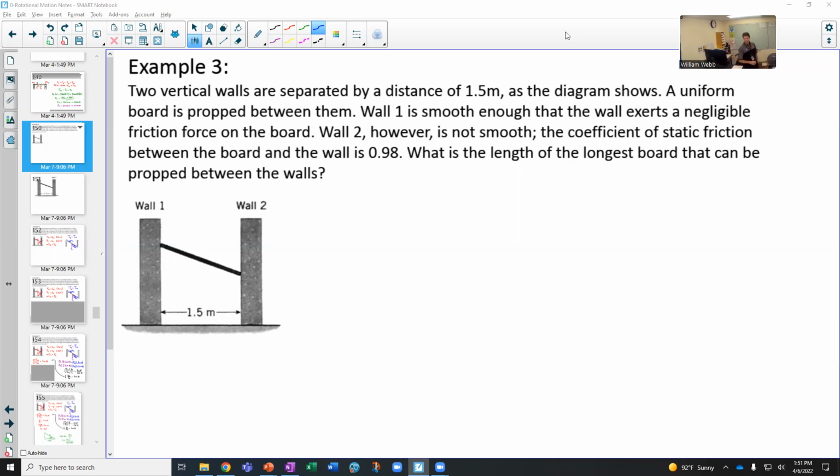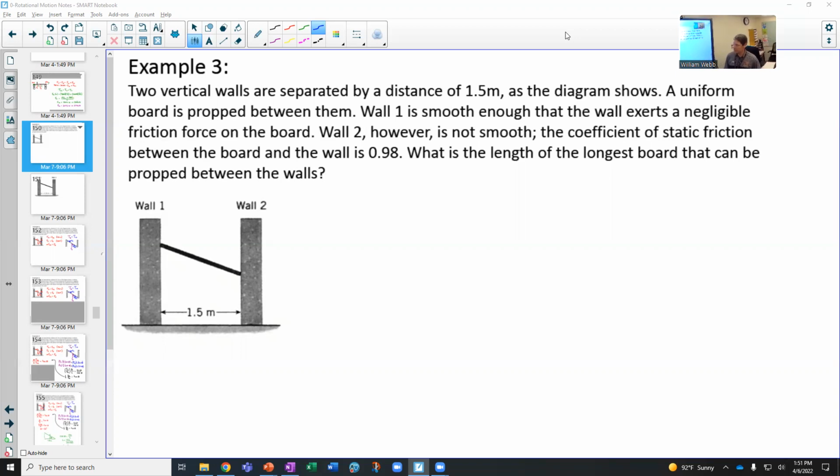So if you think about this practically, what has to be true about the length of the board? Longer than 1.5. It has to be longer than 1.5 meters to touch both walls, right? And if it's too long, the longer it gets, the steeper that angle gets, and the steeper that angle gets, the harder it's going to be for the friction on one side to hold it up. So it's probably going to be a fairly shallow angle. It's not going to be like an 80-degree angle, otherwise it would just fall. The friction wouldn't be strong enough.